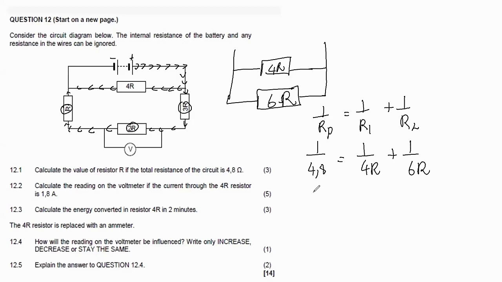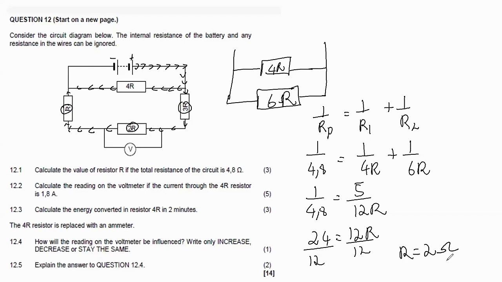Now when we do the math, that's 1 over 4.8 equals 5 over 12R. At this point, if we say 4.8 multiplied by 5, that gives us 24. And 12R multiplied by 1 is 12R. If we divide by 12 on both sides, then R is equal to 2 ohms, right? That's how we were supposed to calculate the value of R for 3 marks.